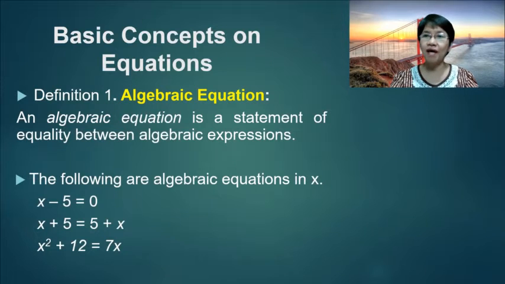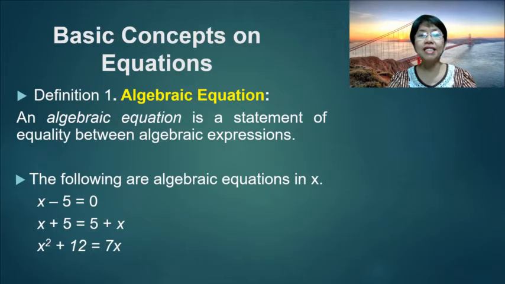Definition 1, algebraic equation. An algebraic equation is a statement of equality between algebraic expressions. The following are algebraic equations in x. x minus 5 equals 0, x plus 5 equals 5 plus x, x squared plus 12 is equal to 7x.